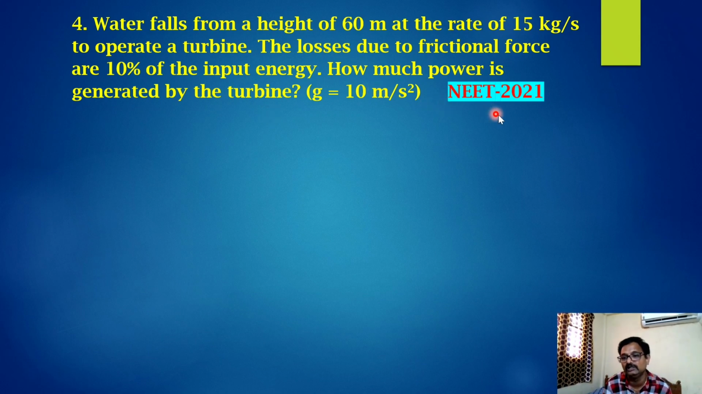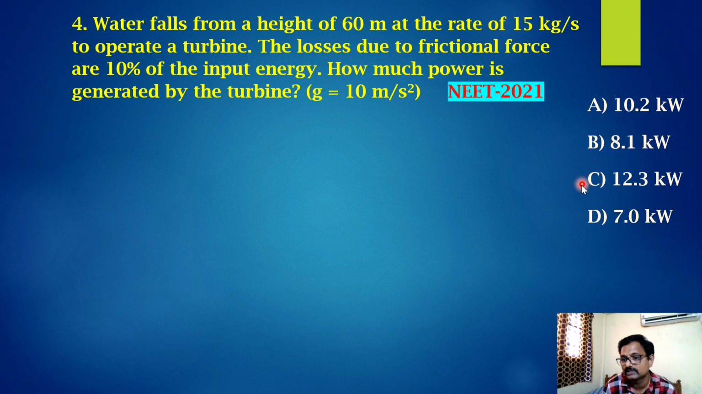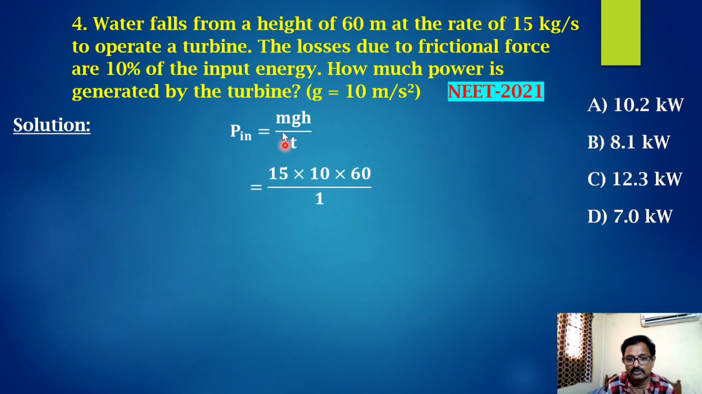It was given in NEET 2021. Here g equals 10 meter per second square. Check the options; from these options we have to calculate the answer. Solution. We know that input power is equal to mgh by t. So m means 15, g means 10, h means 60. Time per second they have given, so time is 1 second. If we simplify we will get 9000 watt.